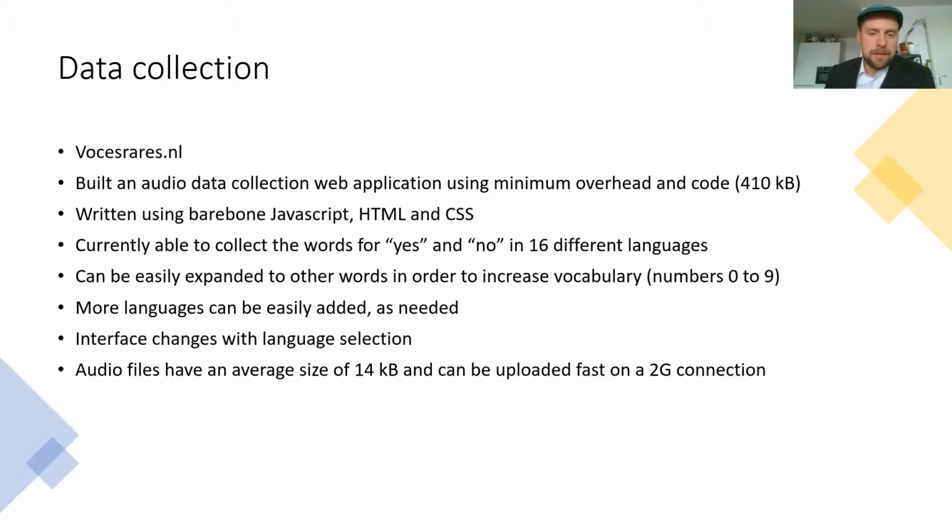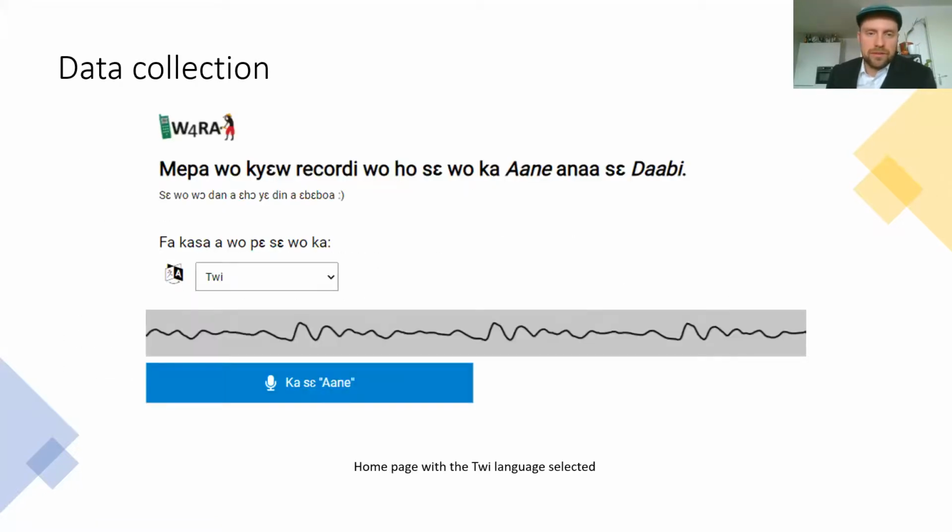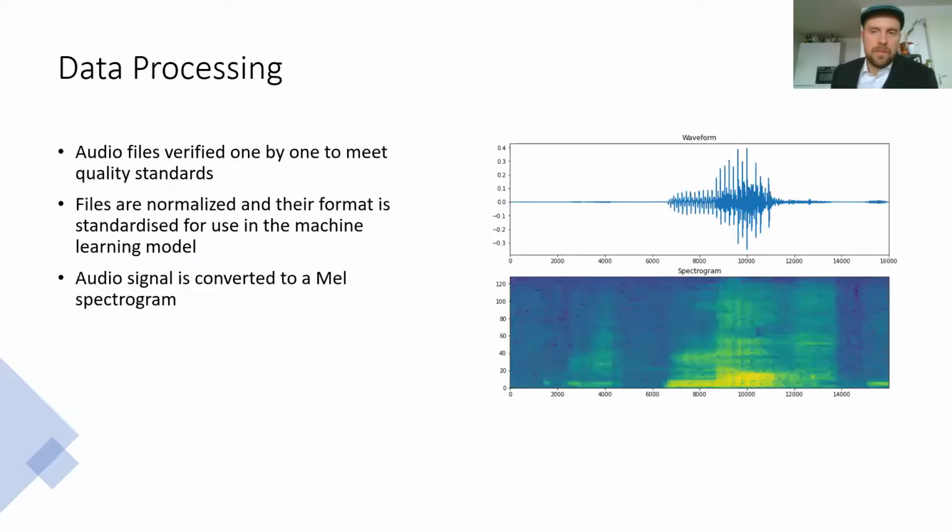And the audio files that are collected are only 14 kilobytes, so they can be easily uploaded even on a 2G connection. Here's an example of how the homepage looks like. This is with the language Twi selected. And here, the blue button is how you can record the word yes in Twi.